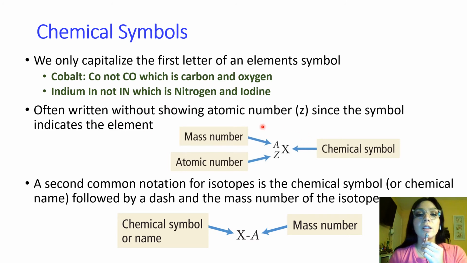Whenever we look at the chemical symbols that have mass number and atomic number written on them, this is how it will be set up. So you will have the chemical symbol, and then you'll have the atomic number Z down here at the bottom. It'll always be the smaller number, and then the mass number will always be the bigger number up here at the top. Another common notation, especially for isotopes, is you will have the chemical symbol followed by the mass number.